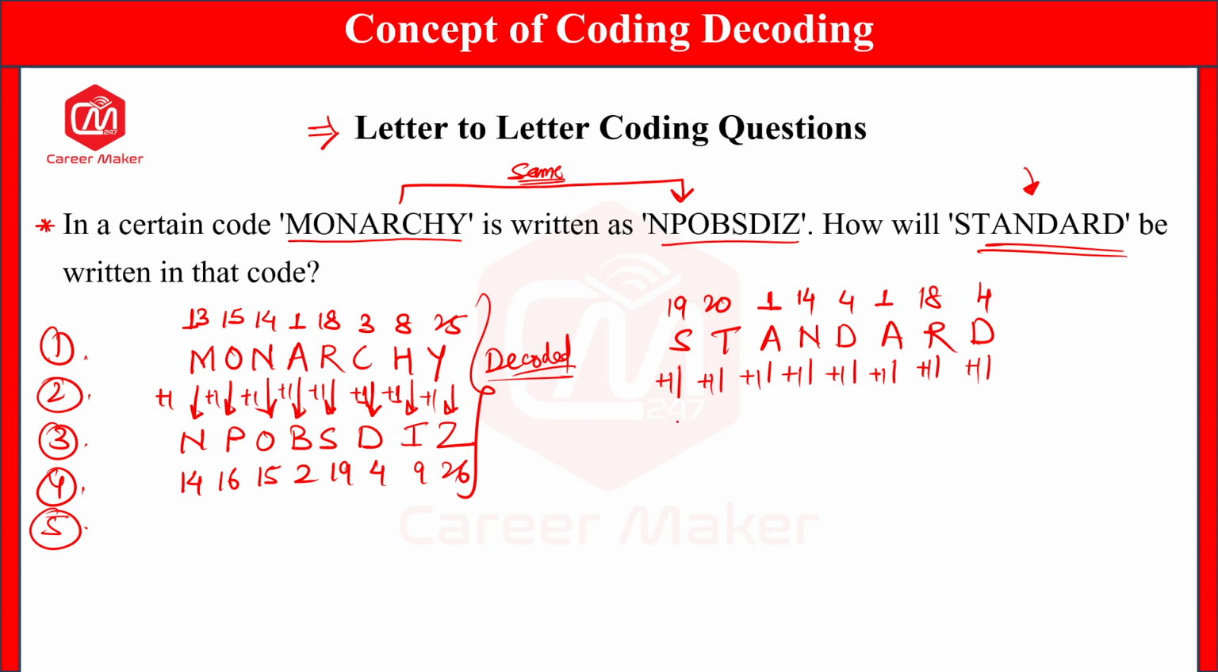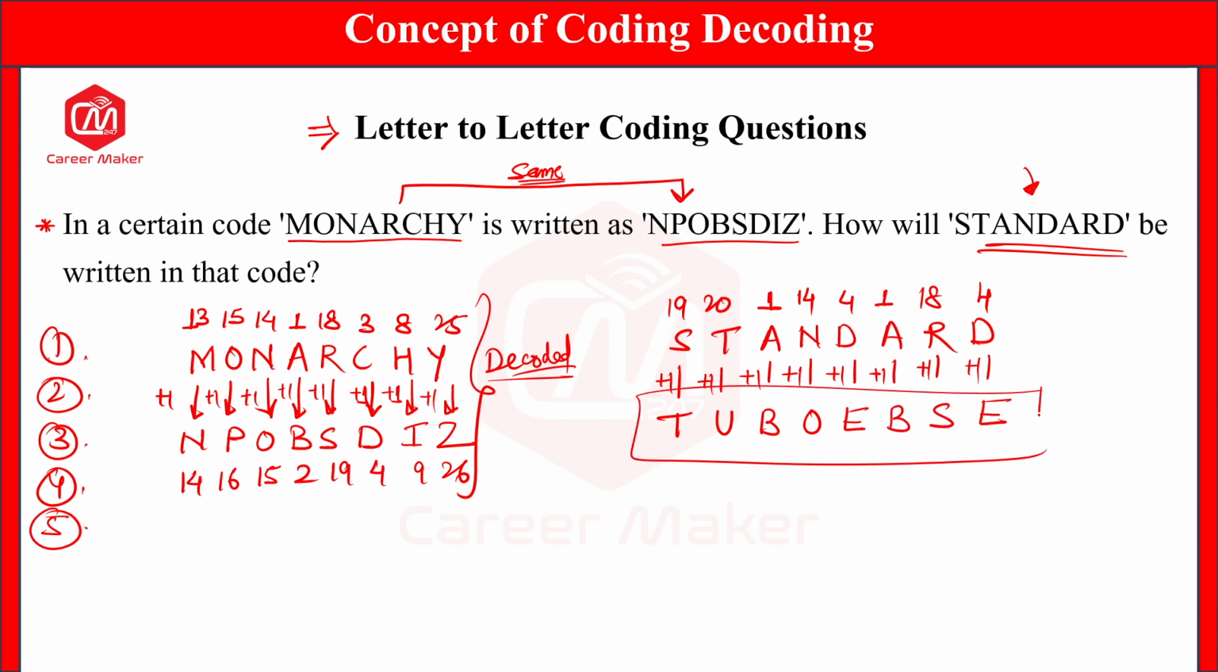So S plus 1 is what? T. T plus 1 is what? U. So obviously a few options will not start with T or have U as the second letter, and we can eliminate those. Then here we have B, then here we have what? O, then it's E, then again we have B, then we have S, then we have E. So out of 5 options, definitely one will follow it and that will become your right choice, whatever it is. But you don't have to write it this way. Directly you check in the options and that will become your right answer. So this is how we will approach this letter to letter coding. Obviously it is a parallel pattern with plus 1 logic.